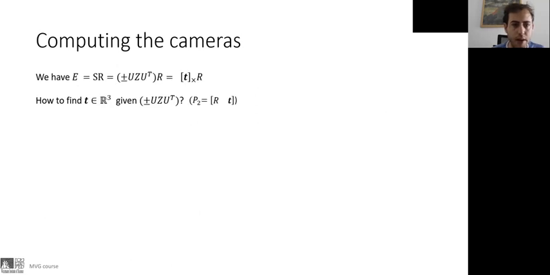Okay, so now we have a decomposition, but we want to extract T, right? So we have the cross product matrix of T. This is the skew-symmetric matrix, but we still don't know what T is. So how do we find the T vector whose cross product matrix is the matrix that we have? We have the cross product matrix, but we want to have T. What can we do for extracting T?